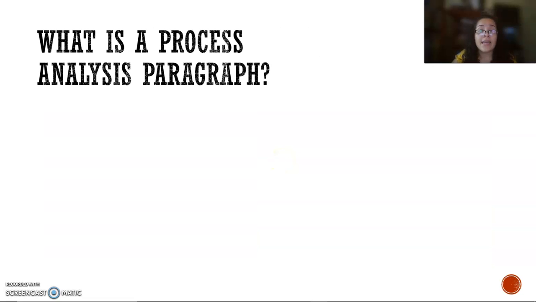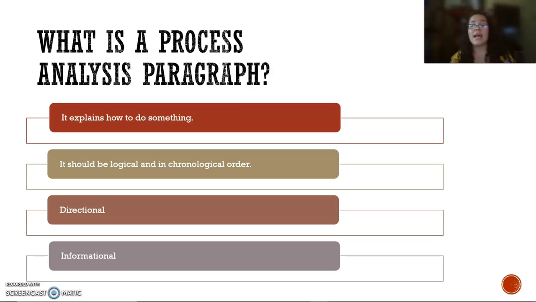Then we have, what is a process analysis paragraph? A process analysis paragraph explains how something works. You want to explain that, and it should be in logical and chronological order. It means that you should follow some steps. It could be of two types: directional, so how to do something, for example, how you can cook chicken; or informational, which is how something works, for example, how you could drive a car or how a computer works. Depending on what you want to write, you choose one of these two types of paragraph.